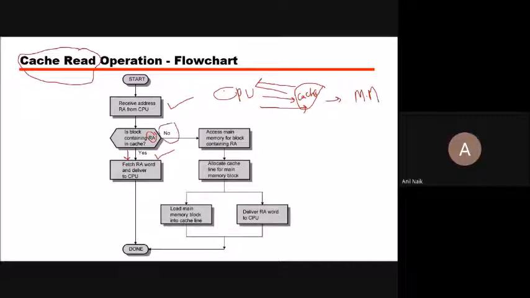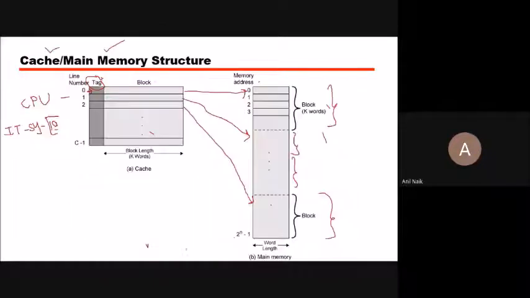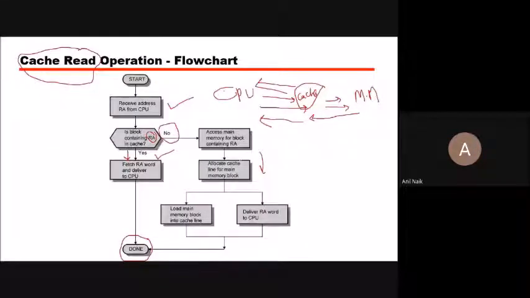If no, access the main memory block containing the received address. Here it will go to the main memory, then allocate the fetched data in the cache memory, and then deliver from cache memory to CPU. Very simple. So whatever concepts we discussed now, the same is represented in a flowchart.